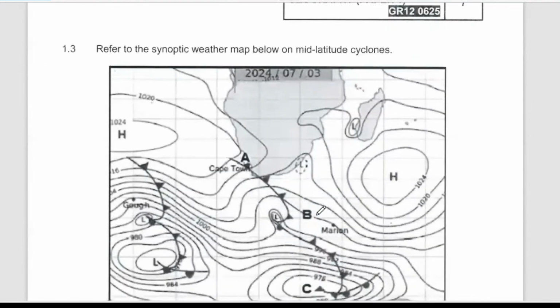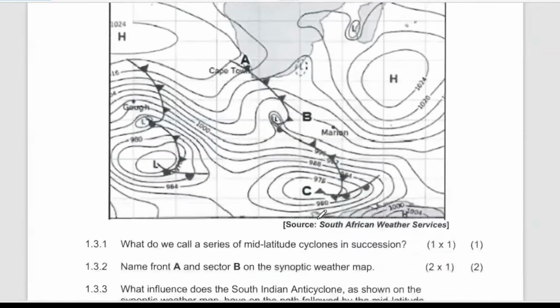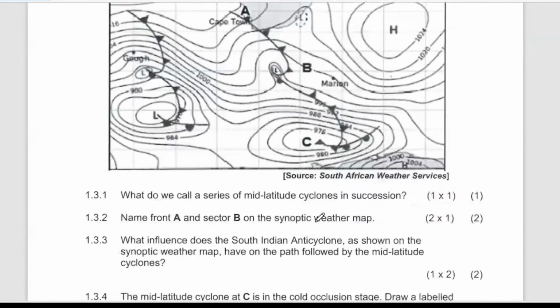Right, moving on to the next question. It's a synoptic map. Right, what do we call a series of mid-latitude cyclones? A series of them is called a family. It's a family of cyclones. When they occur in series, we call that a family of cyclones.